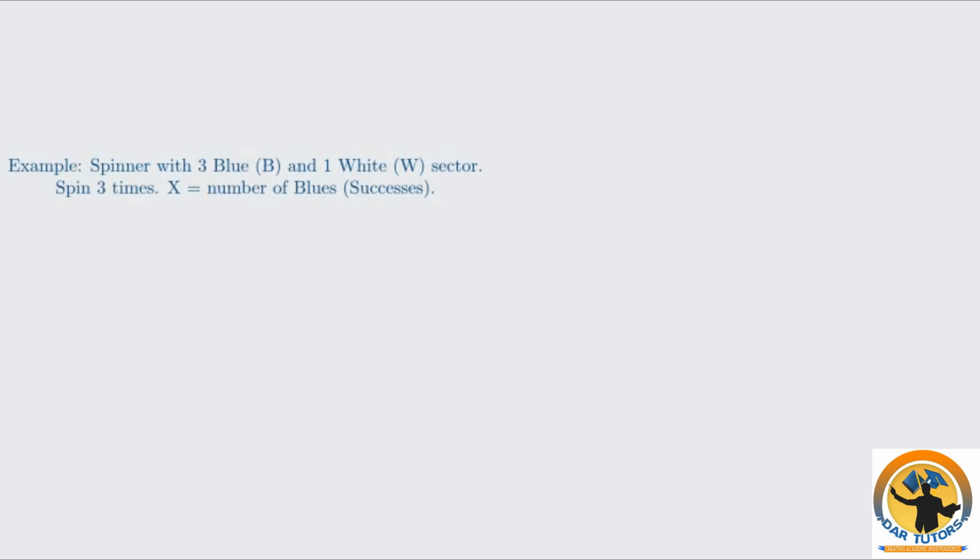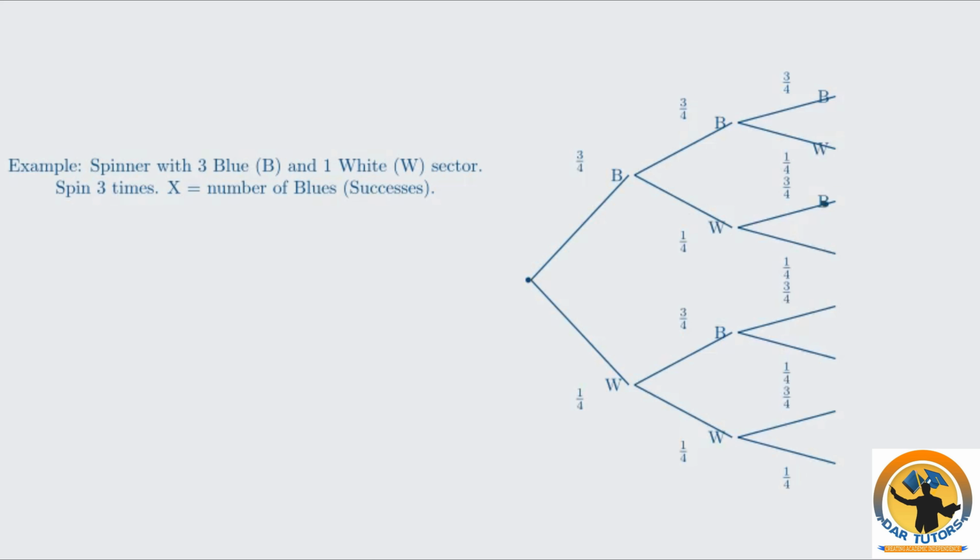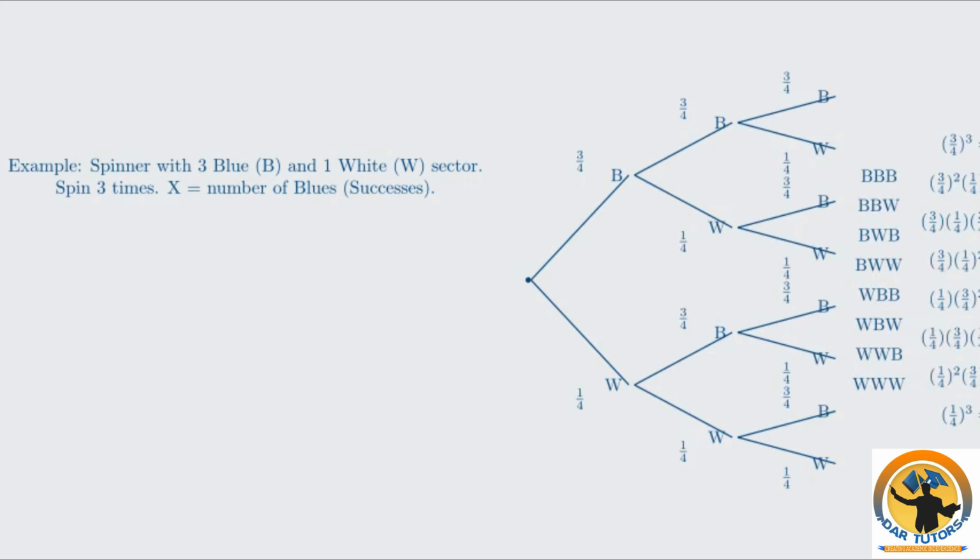Now that we can identify binomial experiments, how do we calculate their probabilities? We can start with a visual tool, the probability tree diagram. Let's use the spinner example from your notes. It has 3 blue sectors and 1 white sector. We'll spin it 3 times and define success as spinning a blue, so p is 3/4. We can build a tree diagram to show every possible sequence of outcomes. The first spin can be blue with probability 3/4 or white with probability 1/4. The second and third spins branch off in the same way.